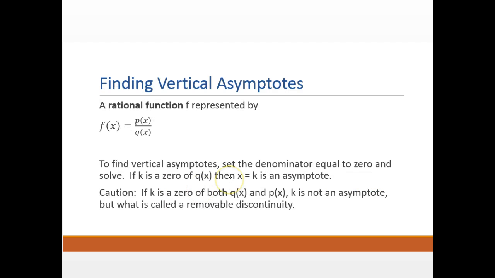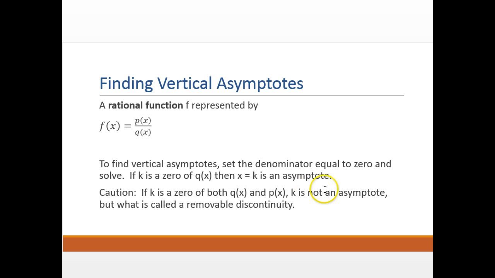Now that we see how they work, how do we actually find vertical asymptotes? Well, to find vertical asymptotes is very simple. All we do is set our denominator, this q of x, equal to 0. Now, whatever number, say k, makes this denominator 0, then x minus k is an asymptote.